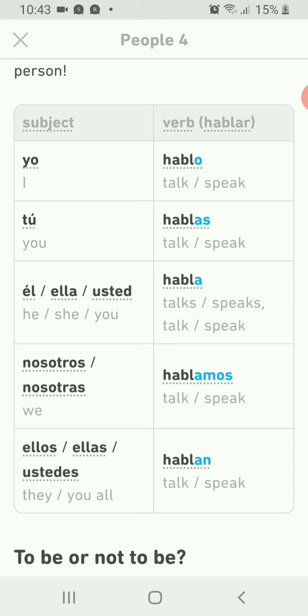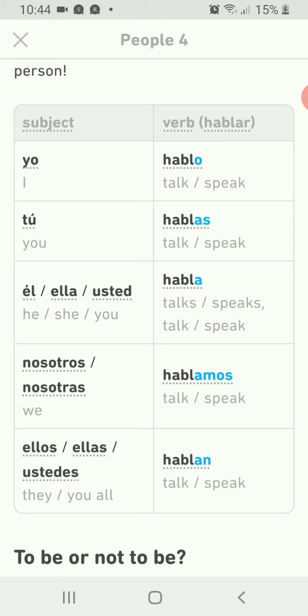So yo hablo, I speak. Tú hablas, you speak. Él habla, ella habla, usted habla. So far there's nothing new because you're familiar with yo, I, and tú, you, and él, he, ella, she. Usted is a formal you. So instead of saying tú, we can say usted. Okay. However, we have some new subject pronouns here.